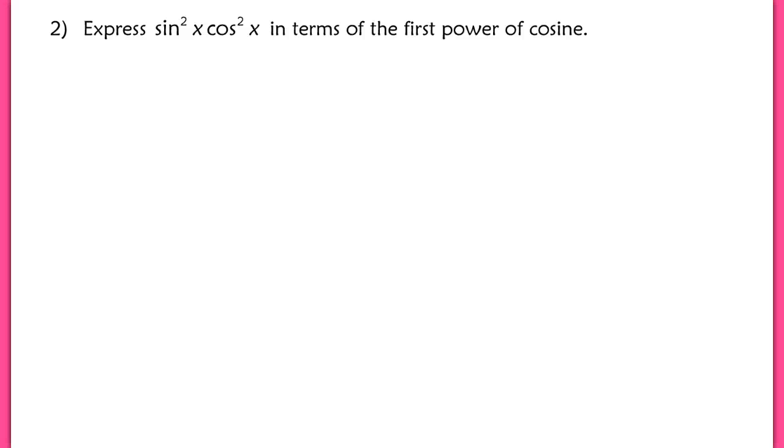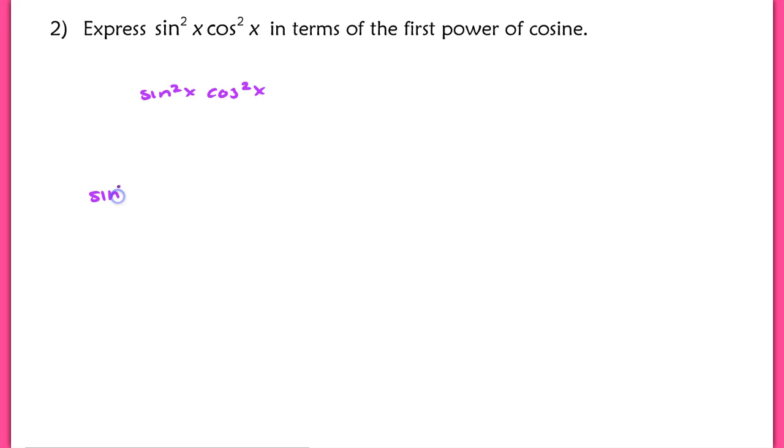Okay, problem 2 asks me to express sine squared x times cosine squared x in terms of the 1st power of cosine. What that means is that eventually I want to whittle this down so that I only see cosine in my final answer, and cosine to the 1st power. So let's start by rewriting sine squared x and cosine squared x in terms of those double angle formulas that are slight manipulations of that.